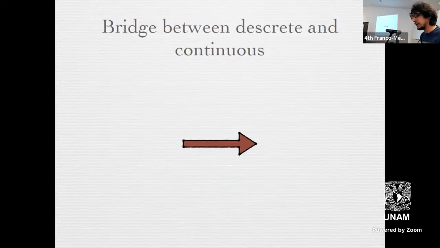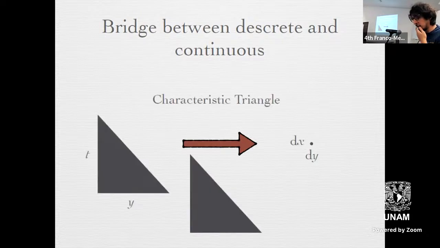Okay, so there is a bridge between discrete and continuous that we can see in such roots, and this bridge, for the characteristic triangle, is to put the triangle into a point.